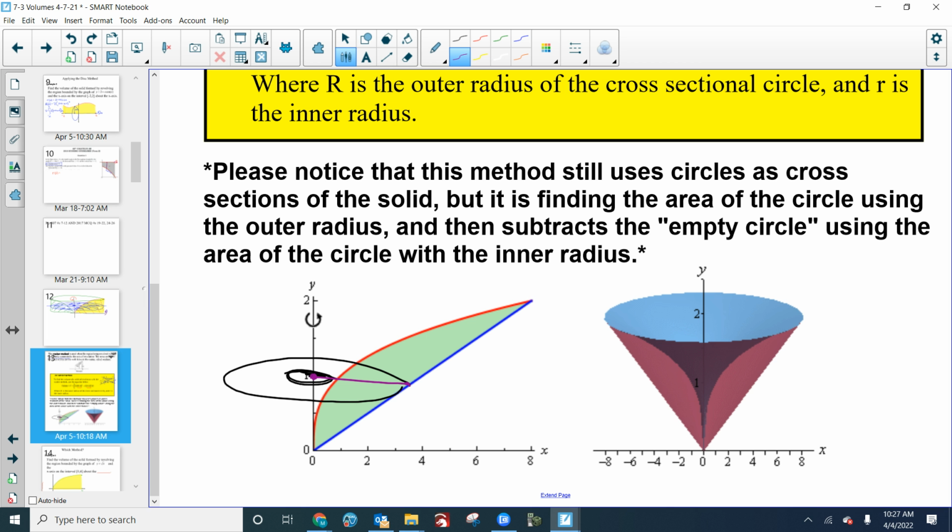I have to take away the area of the inner circle, which I'm going to do in red because it's out to the red curve at the same value. Do you agree? Ava, are you good, or is that confusing? Be honest with me. You good? All right. What's the purple radius? What's capital R?